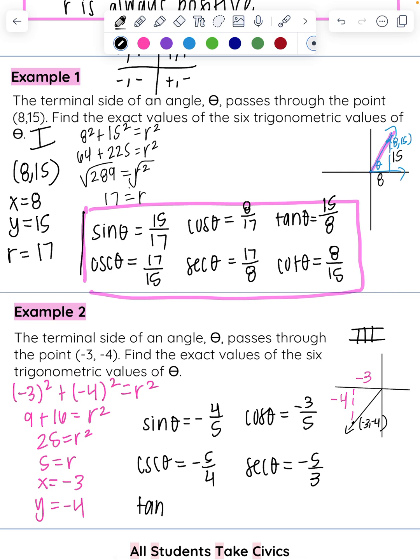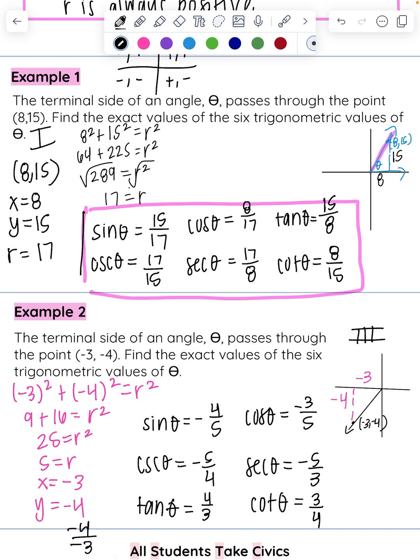And then we have tangent is y over x. Be careful here. So yes, it would be negative 4 over negative 3. However, that reduces to a positive, so that's 4/3. And we have cotangent, its reciprocal, well, same idea. A negative over a negative will reduce to a positive.